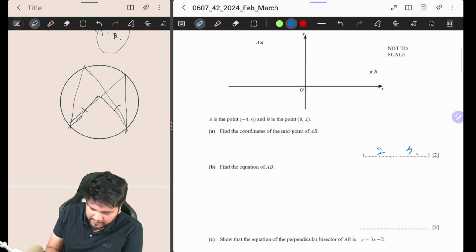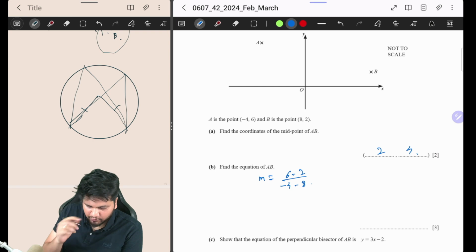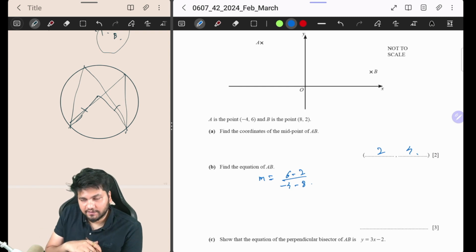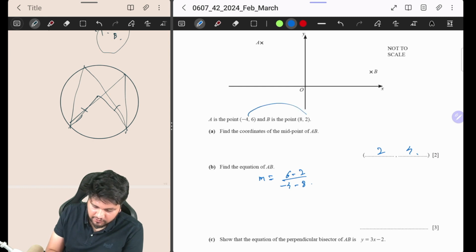Here, as you can see, the gradient would be (6 minus 2) upon (-4 minus 8). Remember, you can do (2 minus 6) upon (8 minus 4) as well, but the sequence is important. If you're going from this to this, then follow this only. So it's going to be 4 by minus 12, which is minus 1 by 3.